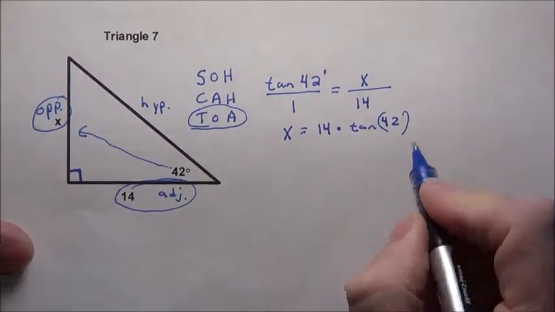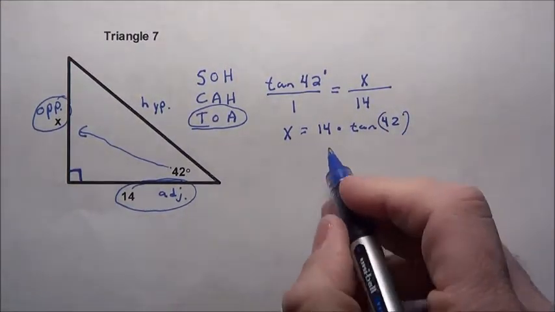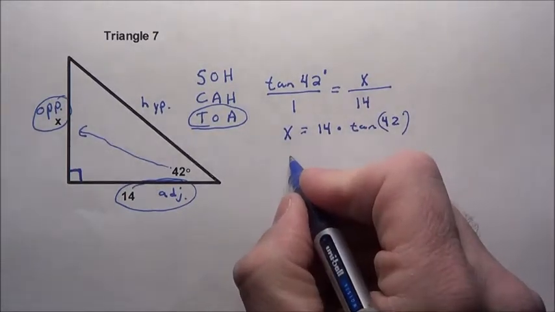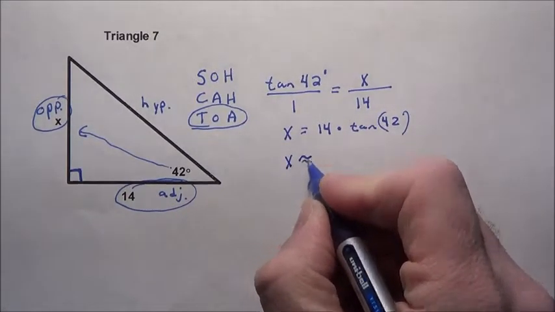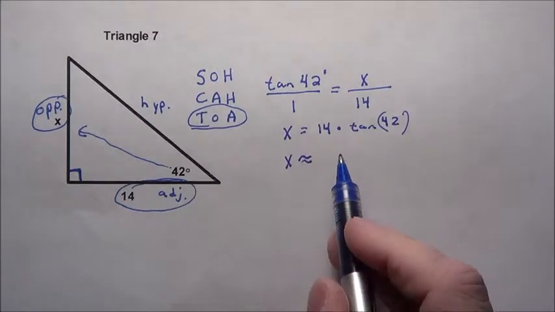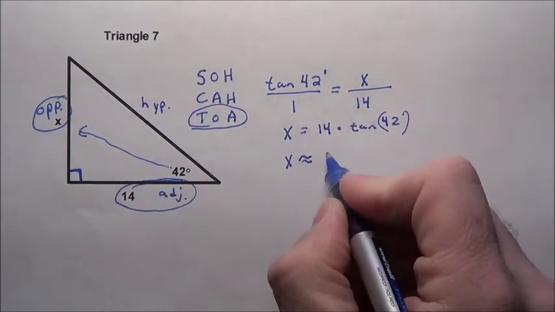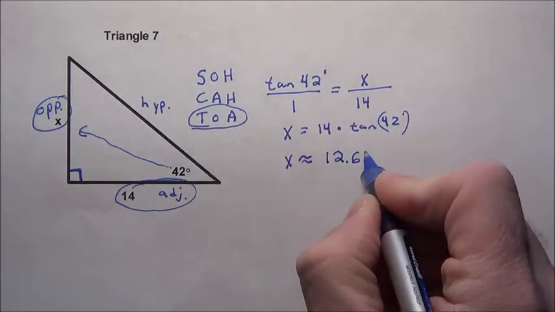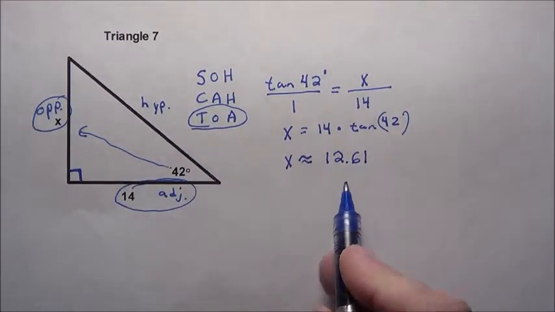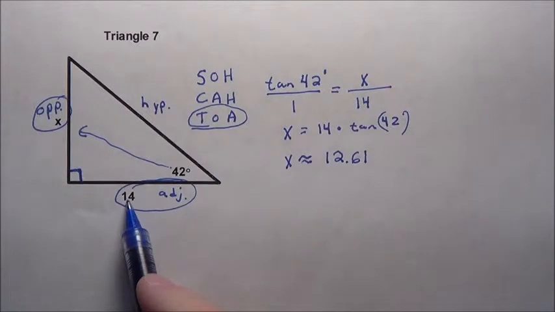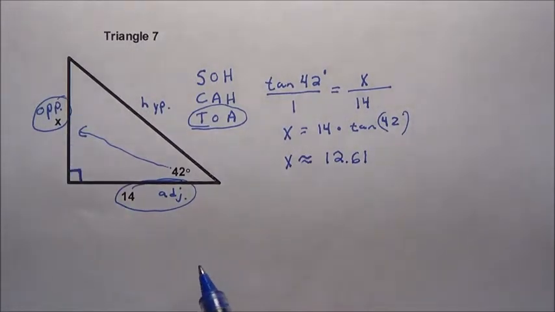Now I'm going to put it in parentheses so y'all don't mess that up when you use a calculator, in case you have the 14 on that side. So x is approximately, I grab my calculator, I make sure it's in degree mode, and I do 14 times the tangent of 42. When I did that a minute ago, I got 12.61 as the length. Let's see, I got 14 here. Yep, 12.61 seems to make sense to me.